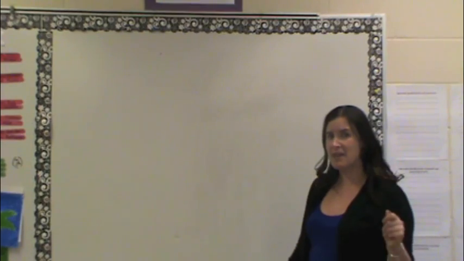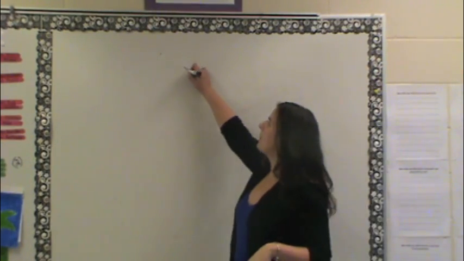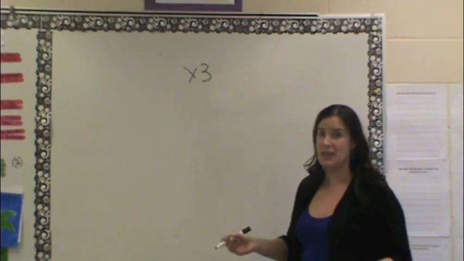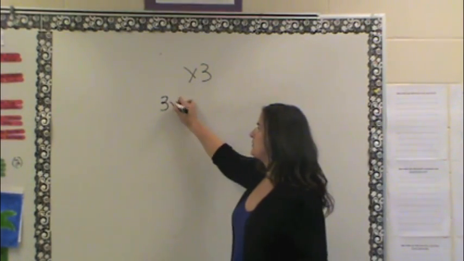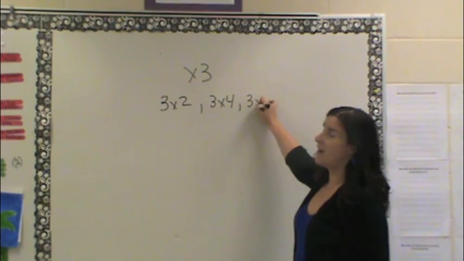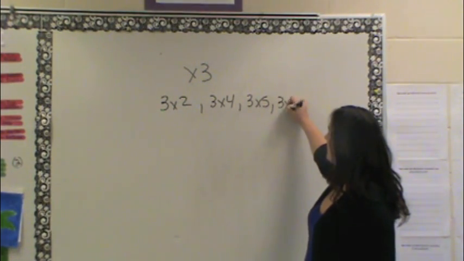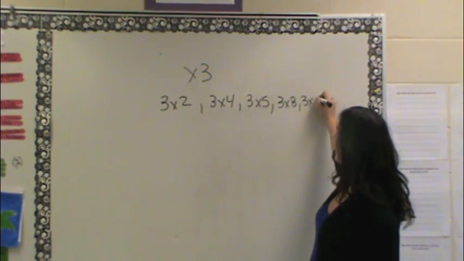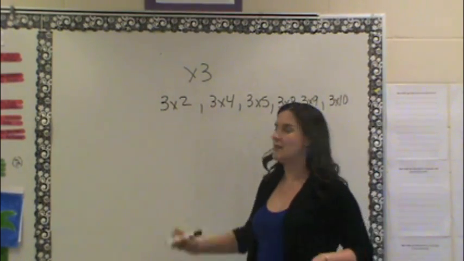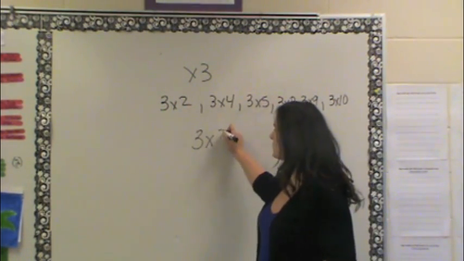Once we have that in mind, when we multiply by 3, we've already done the majority of the 3 times table. We've done 3 times 2, we've done 3 times 4, we've done 3 times 5, we've done 3 times 8, 3 times 9, and we've done 3 times 10. So what's left is 3 by 3, 3 times 3.